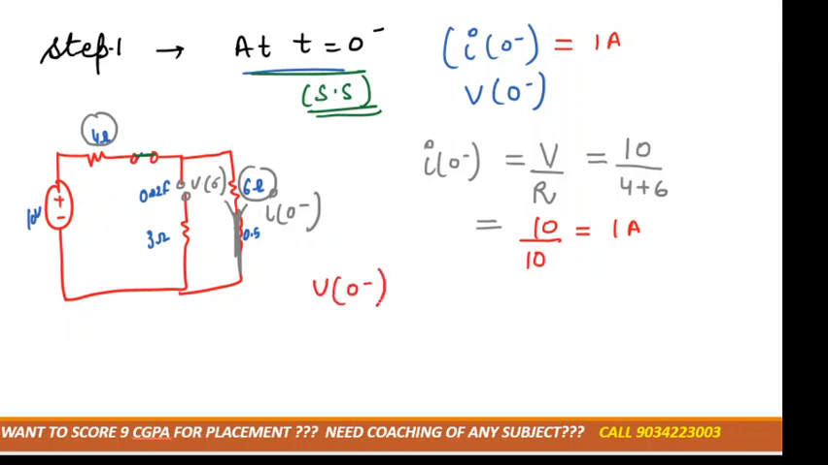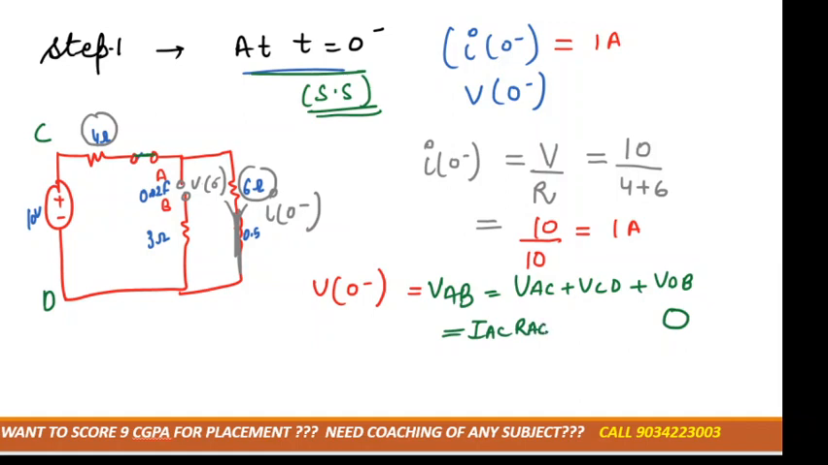Next we need to calculate V of 0 minus, that is the voltage across A and B, right? So voltage across A and B is how much? We can note it down like A, C, D. VAB would be equal to VAC plus VCD plus VDB, right? VDB is 0. VAC we can write down as IAC multiplied by RAC. VCD is 10 volt, right? RAC is 4. I we already know, that is 1.